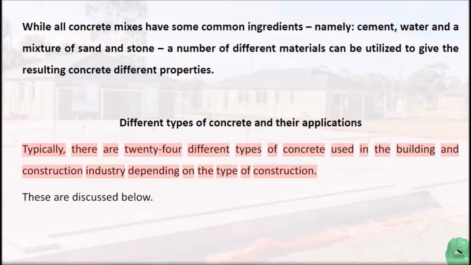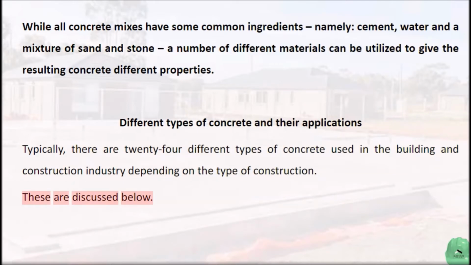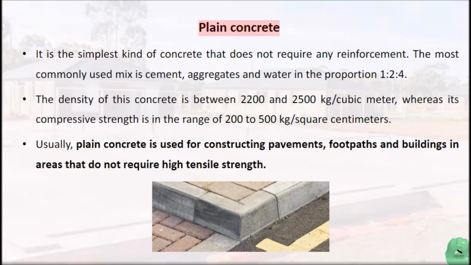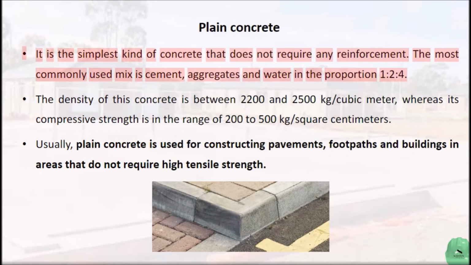Typically, there are 24 different types of concrete used in the building and construction industry depending on the type of construction. These are discussed below. Plain concrete. It is the simplest kind of concrete that does not require any reinforcement. The most commonly used mix is cement, aggregates, and water in the proportion 1:2:4.